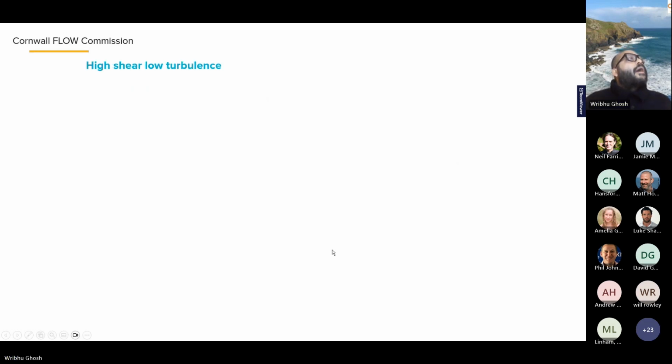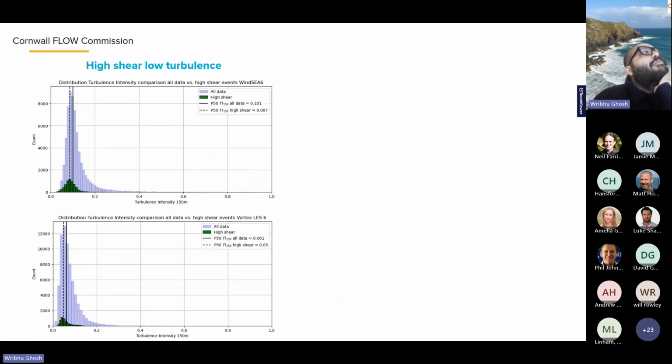Next, we wanted to see how these high shear events are related to turbulence. For every 10-minute step, we have also computed a turbulence intensity at 150 meters, which is a reference height. Basically, we divided the standard deviation by the mean wind speed. This is in accordance with the paper that these high shear events happen at low turbulence. You can see this dotted line is the P95 of the turbulence intensity for the high shear events, and the solid line is the P50 of the total turbulence intensity distribution.